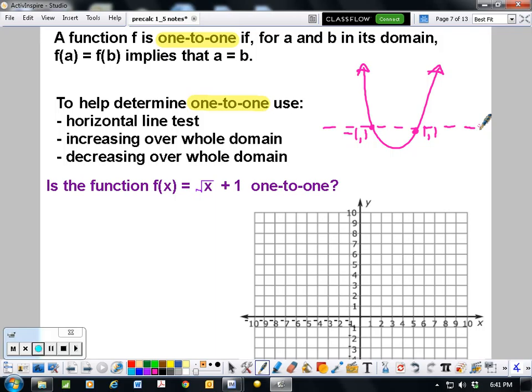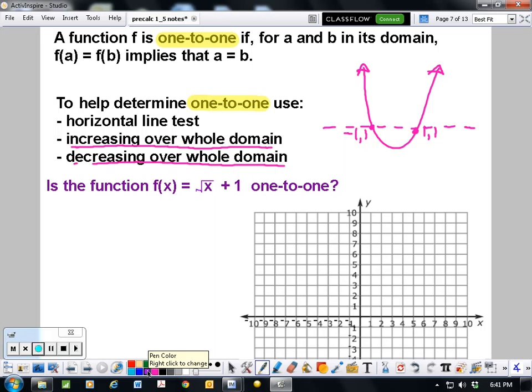And we can do that with the horizontal line test: if it's always increasing over the entire domain, like a cubic function, or if it's decreasing over the whole domain, so that could be a flip-flopped cubic function. So the first question is: is the function f at x equals the square root of x plus 1 one-to-one?